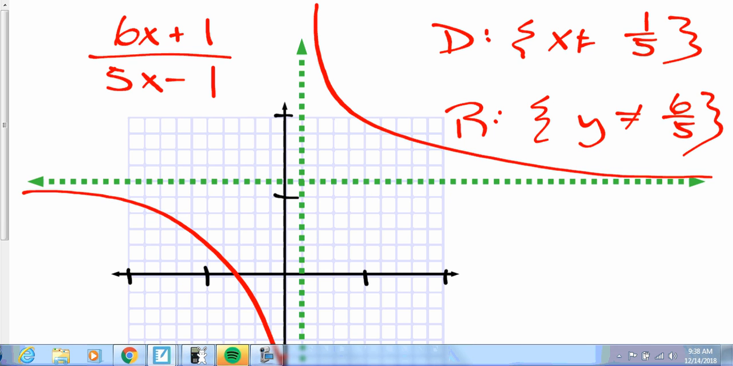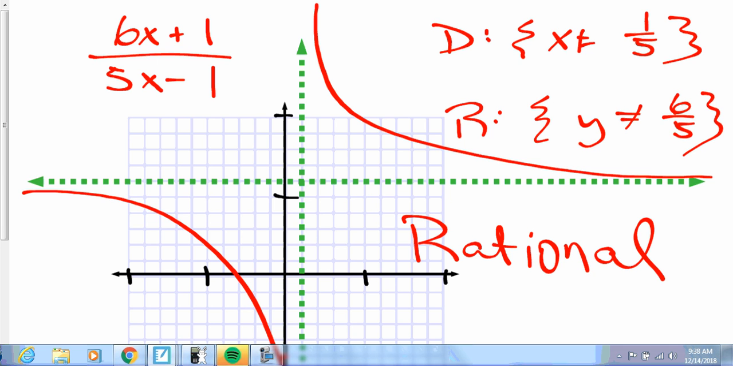And you graph a rational function. Why do you think they call it a rational function? Look in the word. Ratio.